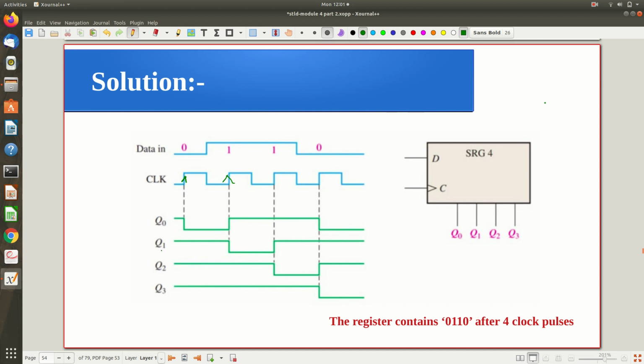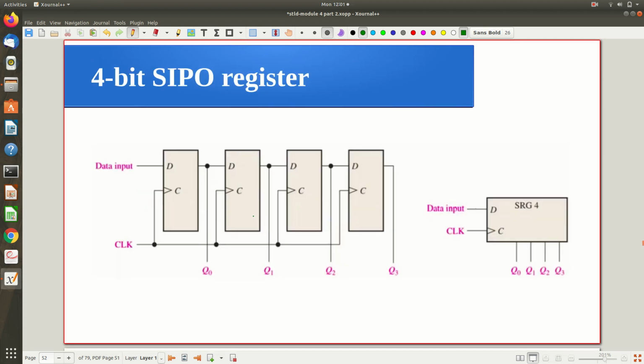If you are looking at Q0, you can see that it is an exact copy of the input, like 0, then 1, 1, then 0. And if you are looking at Q1, you have to be careful. Q1 initially is 1. So whenever the clock is activated, what happened? The first flip-flop changed its output to high, and that 1 is given as input to the second flip-flop, the output of the first flip-flop.